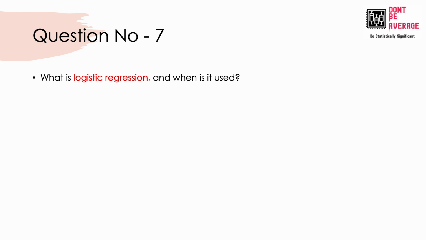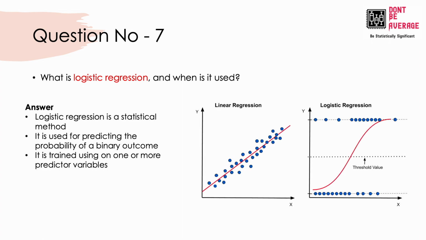Question number 7. What is logistic regression and when is it used? Logistic regression is a statistical method. It is used for predicting the probability or possibility of a binary outcome. So if something has an outcome like yes or no, true or false, 0 or 1, that is the use case when we can use logistic regression. The way it is trained is using one or more predictor variables and also label data of those binary outcomes. In this visual, you can see how linear regression and logistic regression are different.